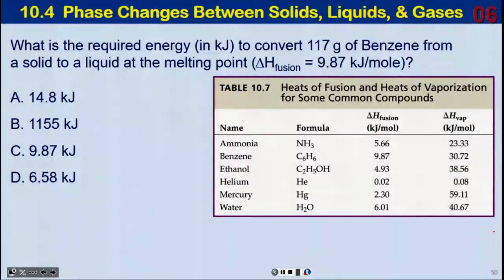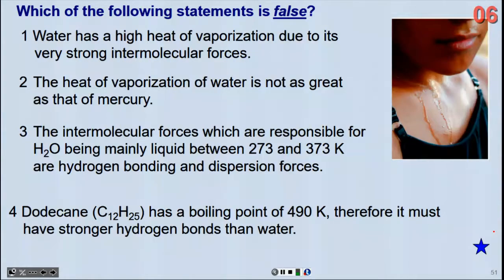OK, I'm going to skip that example for today because it was used in class. Which of the following statements is false? So what does the heat of vaporization have to do with this, and what makes things true or false? Does water have a high heat of vaporization because of strong intermolecular forces? Well, for water, what are they? They're hydrogen bonds, and those are pretty strong. So that sounds true. And the heat of vaporization of water is not as great as that of mercury. Well, if you go back to the chart, apparently that is also true.